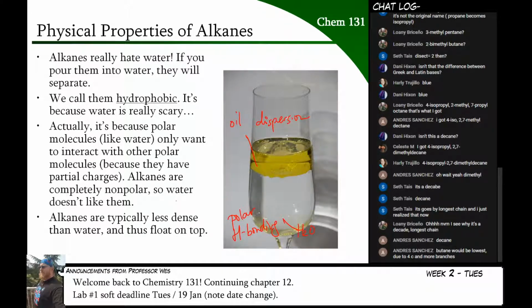You might remember from 121 when we talked about solubility very briefly, like dissolves like, and that you needed to have similar intermolecular forces in order to dissolve in each other. Water is so powerfully hydrogen bonding that it only hydrogen bonds with other things that can hydrogen bond. Since oil can't do that, water would rather interact with itself than oil, so the two separate out. All alkanes will separate from water.